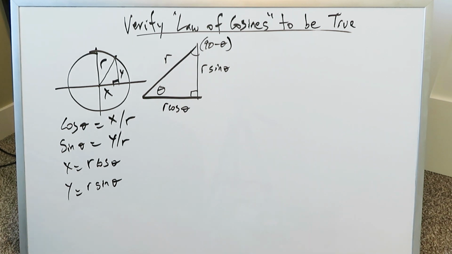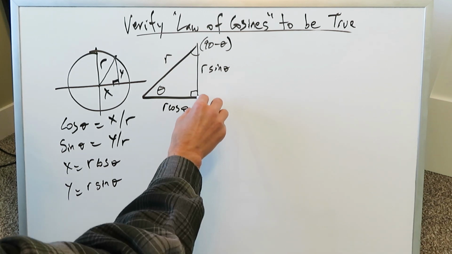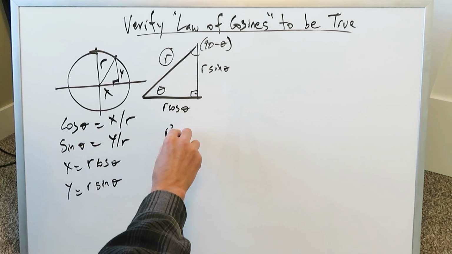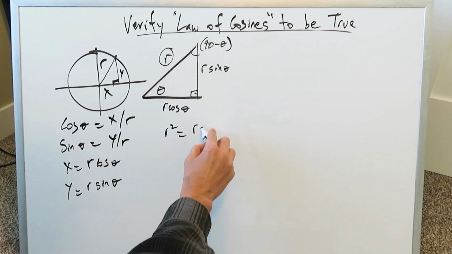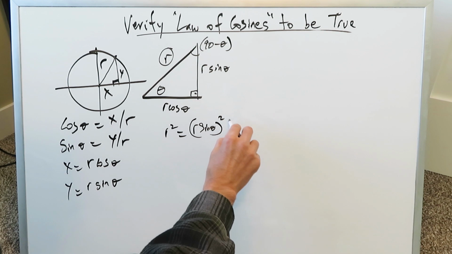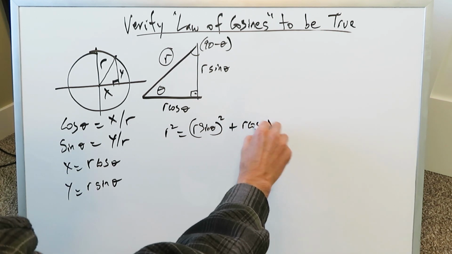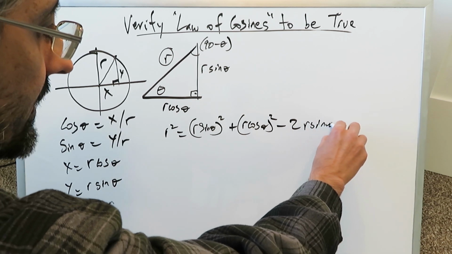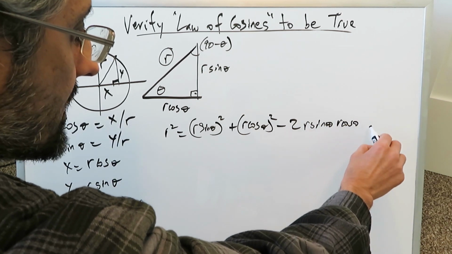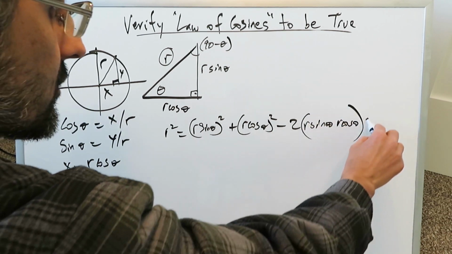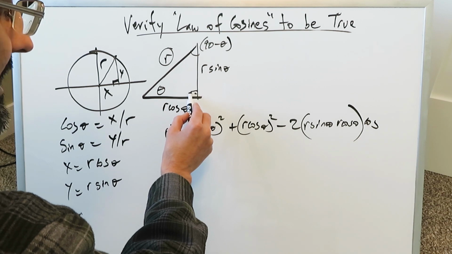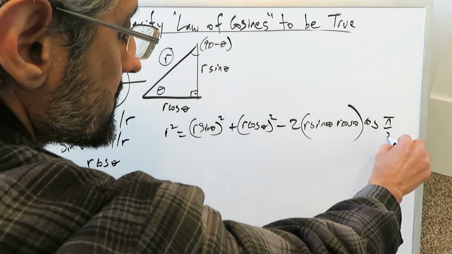Take any of these or all of these and run them through the law of cosines and see if everything works out. Let me pick this right here and this over here. I'll do R squared is equal to the other two sides squared, R sine theta squared, plus R cosine theta squared, minus the other two sides, you know what they are, R sine theta and R cosine theta, and then the cosine of the angle for which the side is being evaluated, and that angle right here happens to be 90 degrees, or we say pi over 2.